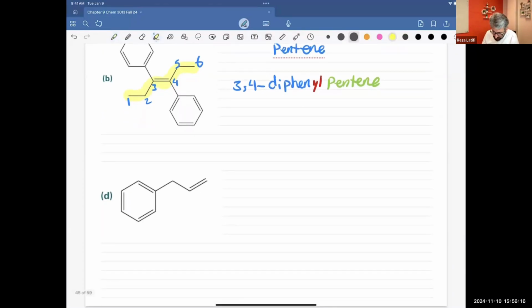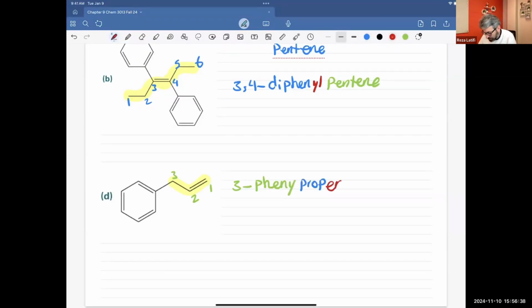Another one. Okay, this is going to be the main chain. You start labeling from here. You give the double bond the lowest possible number, so you say 1, 2, 3. On the 3rd carbon, we have a phenyl group, so this one will be 3-phenyl. And the main chain has 3 carbons, so it will be propene.